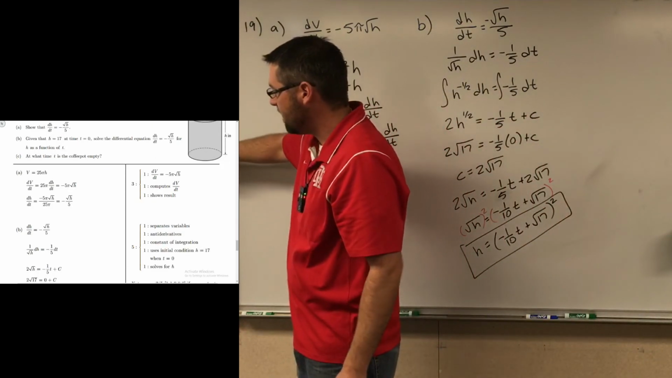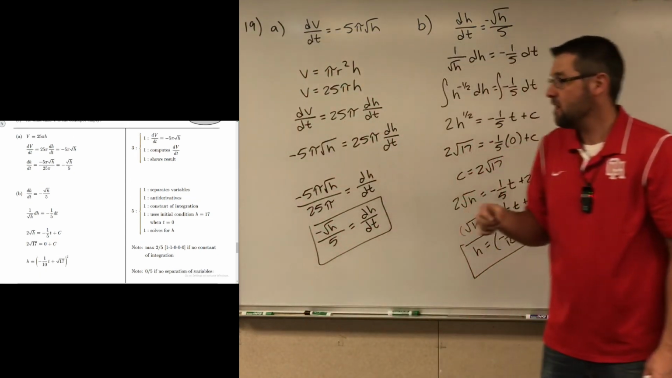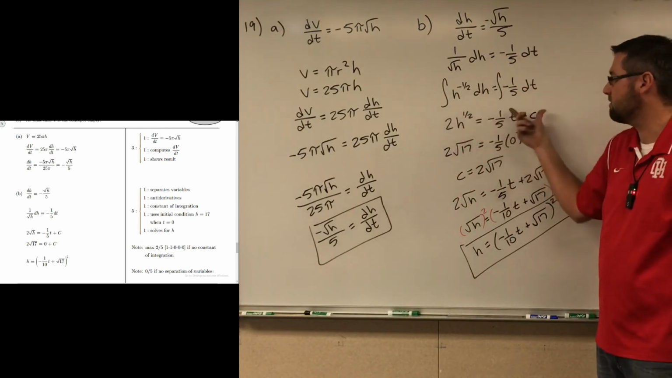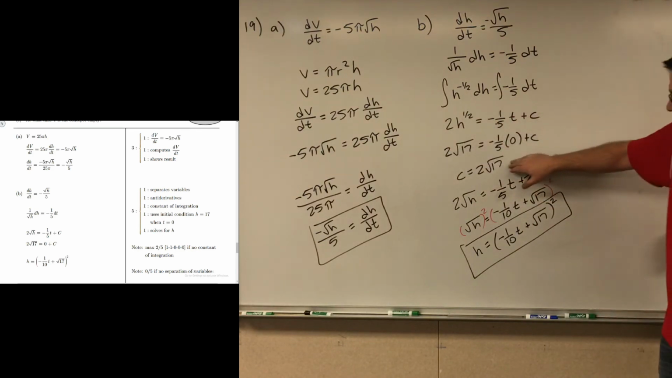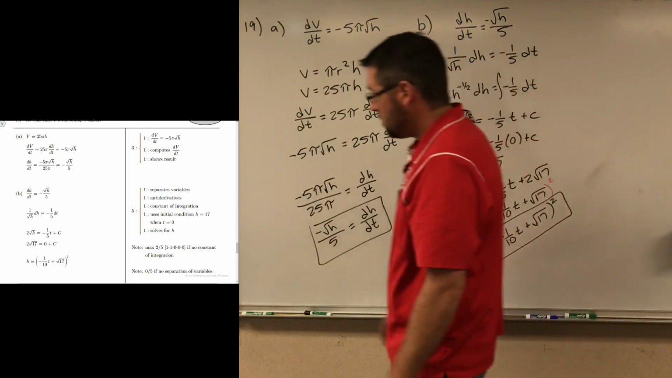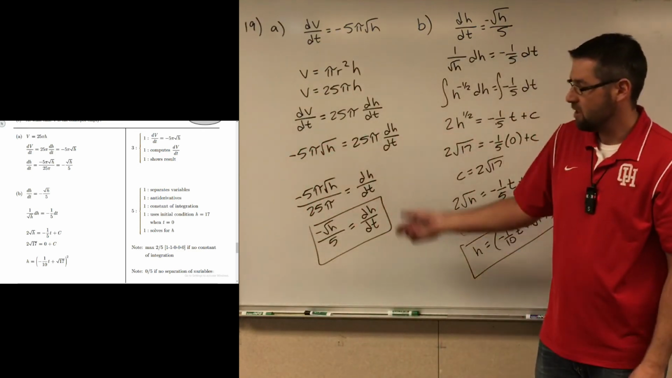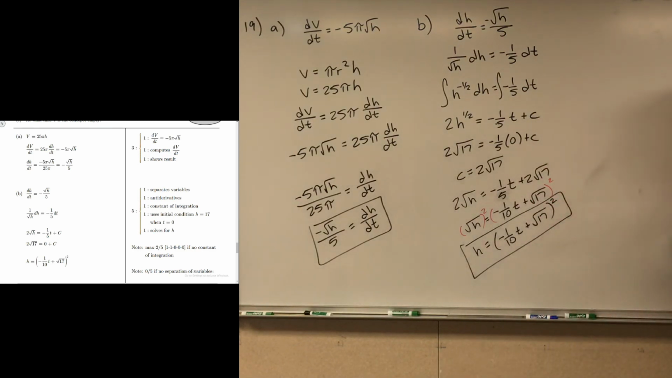Okay, let's take a look at how they graded it. This one was only worth 5 points instead of 6. You got 1 point for separating the variables. You get 1 point for both antiderivatives correct. 1 point for the C, 1 point for using the initial condition, and 1 point for solving for h. Look at the notes. If you don't put plus C, you can't get anything more than 2 out of 5. If you don't separate the variables, you don't get anything. Worth nothing, that's for sure.